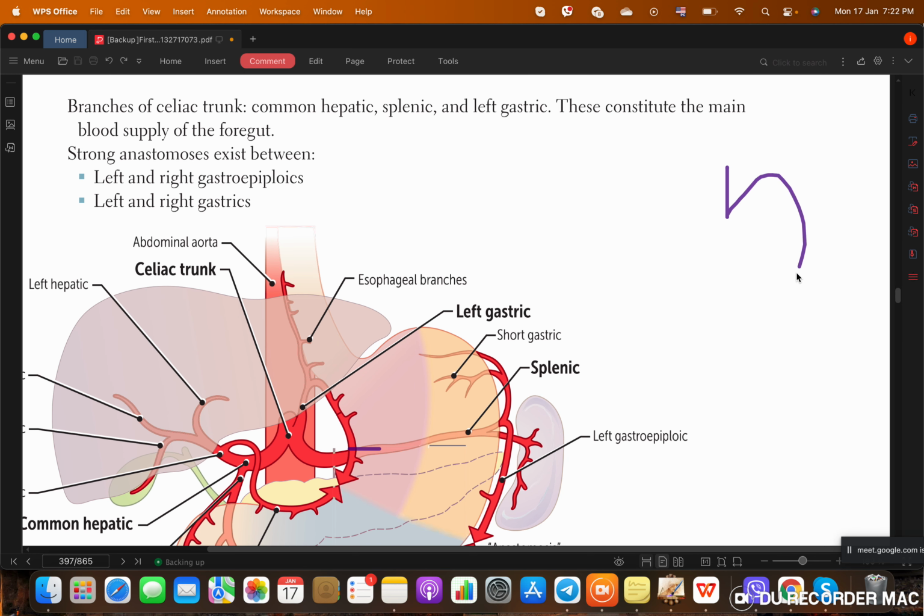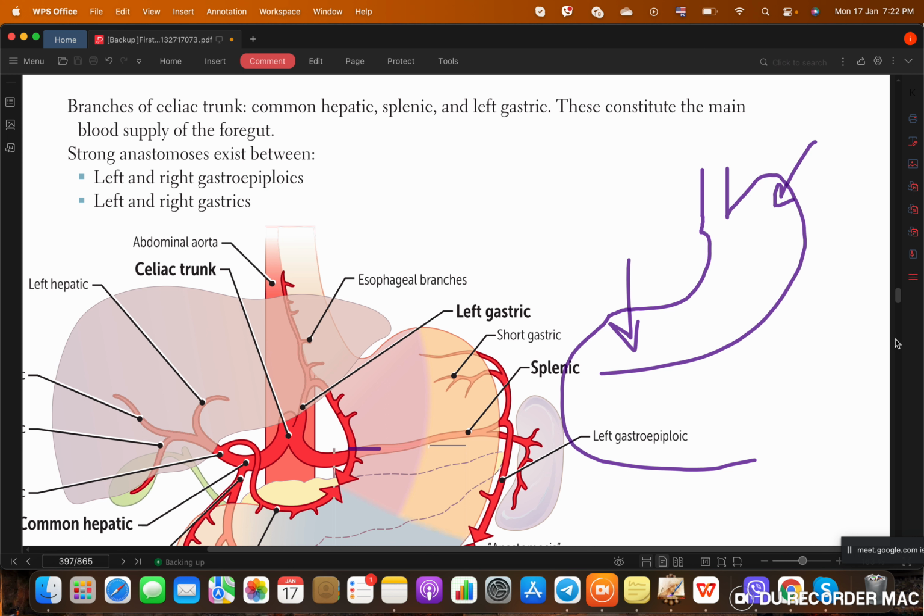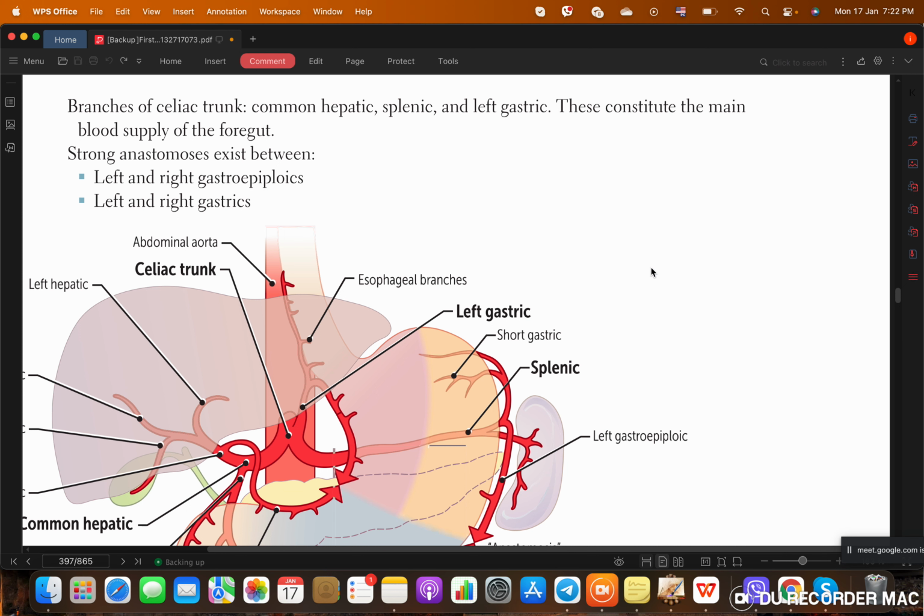Okay, before I move on, just general anatomy, really quick. What do we call this portion of the stomach? Fundus. Okay. What do we call this portion of the stomach? Pylorus, antrum. What about this? No, this is not the body. This is the cardia. This is the body. Okay.